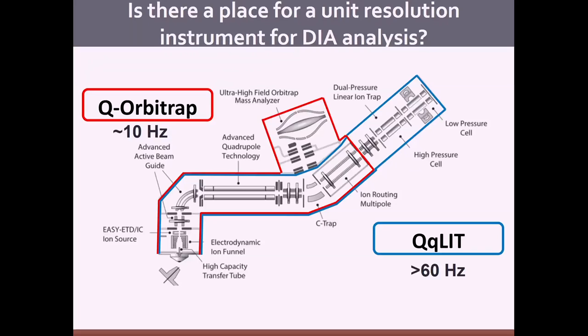And a quadrupole linear ion trap. This is a heavily modified quadrupole linear ion trap, in a modified Fusion platform. This is not the way the commercial instrument is. This is being done in a collaboration with Thermo, and we presented this as a poster at ASMS. With a lot of optimizations, the instrument can now go at greater than 60 hertz for peptide analysis, so this is about six times faster.